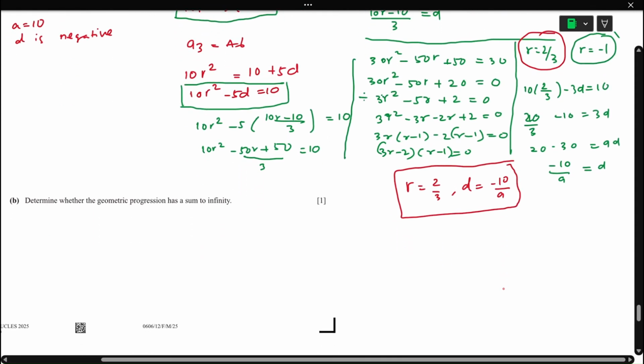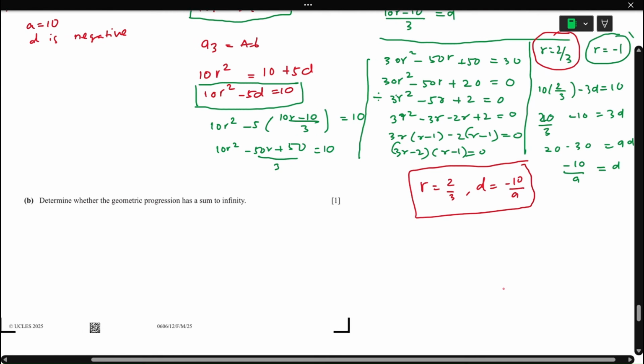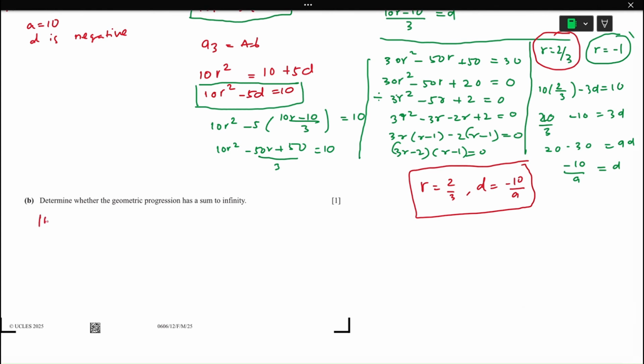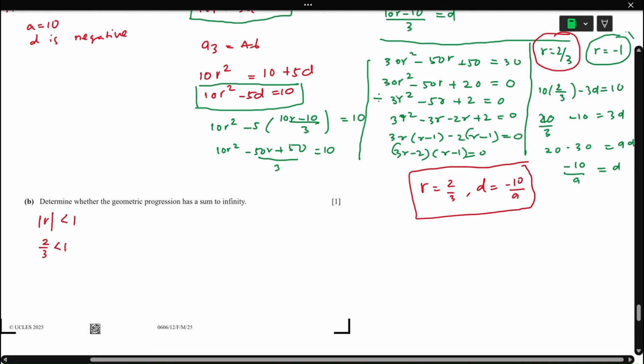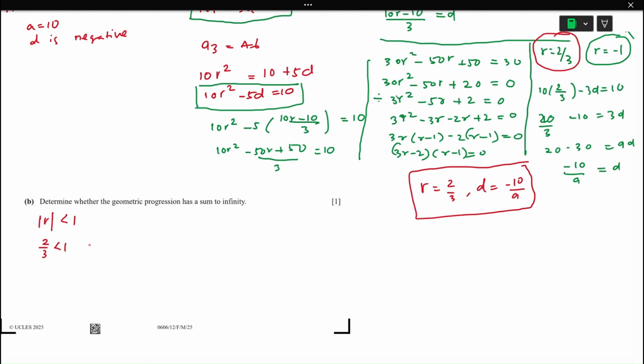Okay, next, determine whether the geometric progression has a sum to infinity. There's a condition: the absolute value of r should be less than 1. So our r is 2 by 3. So 2 by 3 obviously is less than 1, and the other r is rejected, so it's less than 1.